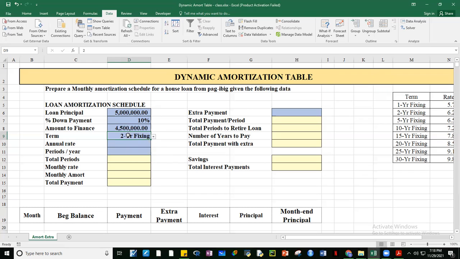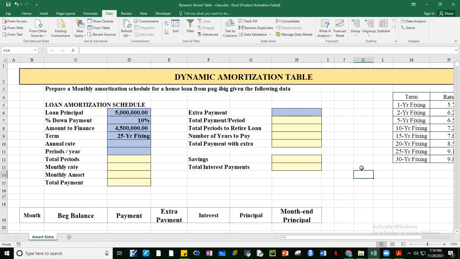Question, guys. Is this one a number or a text? Kindly chat, please. Is this 2-year fixing a number or a text? Quickly, guys. Whatever I chose here, 25-year fixing, is this a number or a text? Come on, please chat. Okay, thank you. Text, you're correct. It's a text, right?